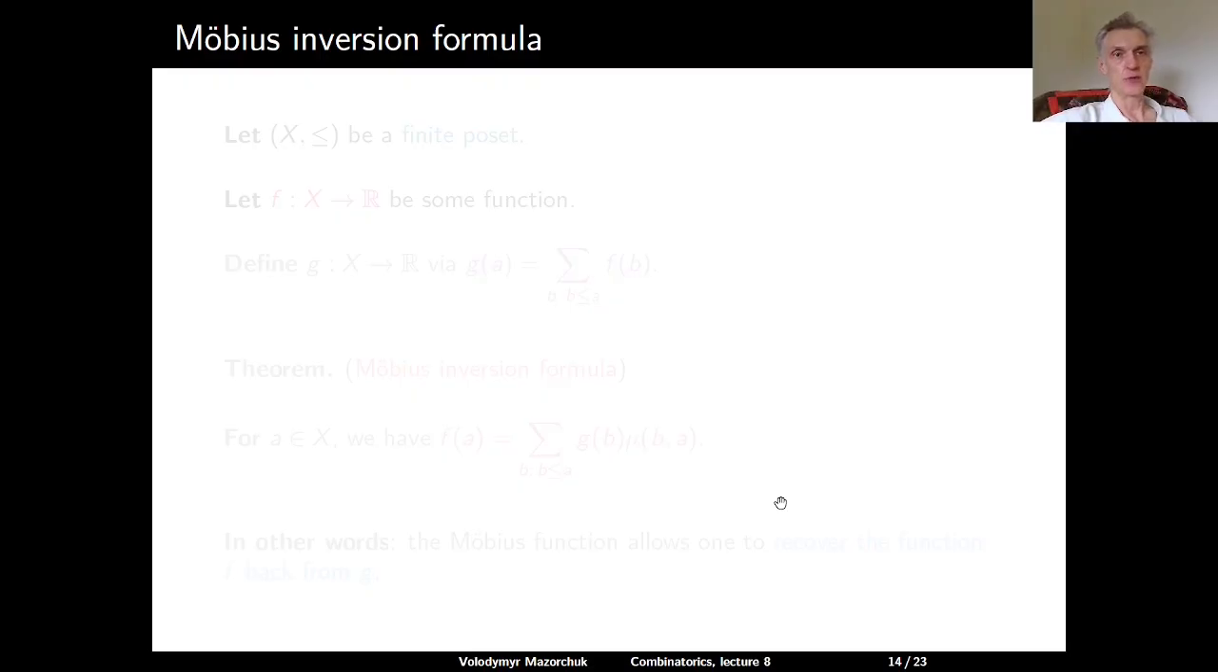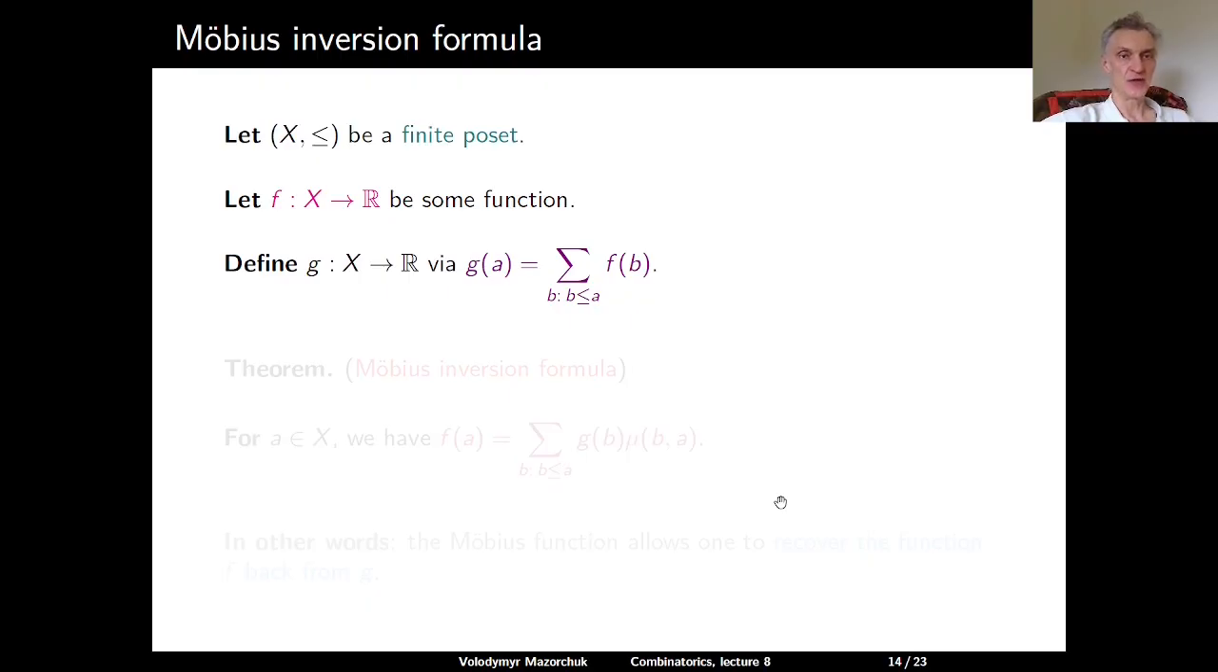And now, why is the Möbius function interesting? It's interesting because of something which is called the Möbius inversion formula. So let X be a finite poset, and f some function from X to R. Define the function g from X to R as follows. The value of g at some element a of X is equal to the sum over all b which are less than or equal to a, f of b. So we get g by adding up all values of f below some fixed point, or equal to that point.